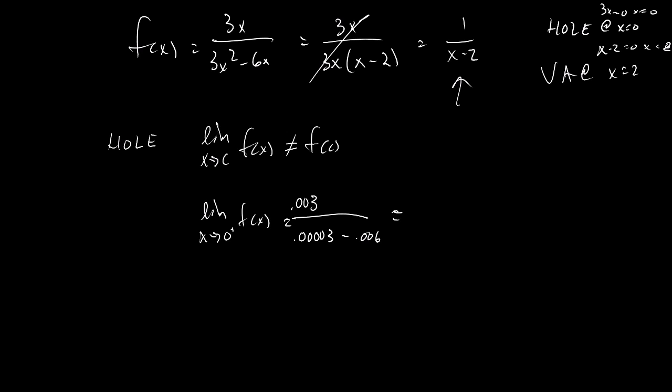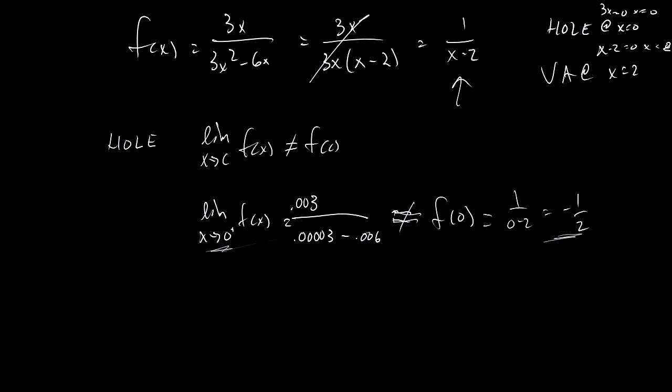So if I plug in 0 into this thing, now that it's simplified, I can use my simplified version, I'm going to get 1 over 0 minus 2, which is equal to negative 1/2. And I know that these two things are not equal, because I have to get something really, really close to negative a half. So I know that I have a hole limit using the definition.